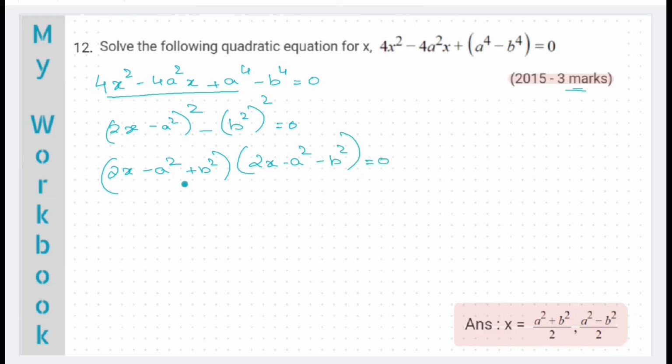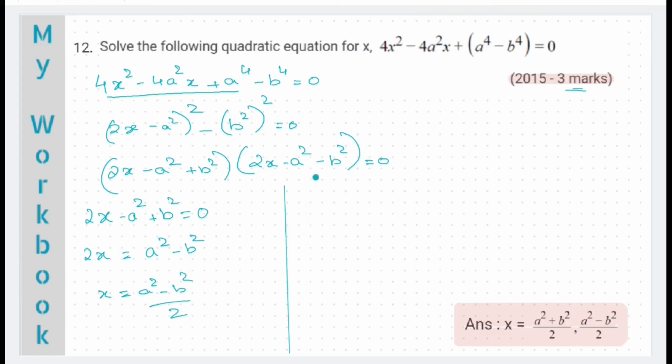So there are two factors and we can equate each of them to 0 and solve for x. So 2x minus a square plus b square is 0. So 2x will be a square minus b square and x will be a square minus b square by 2. This is one value for x.